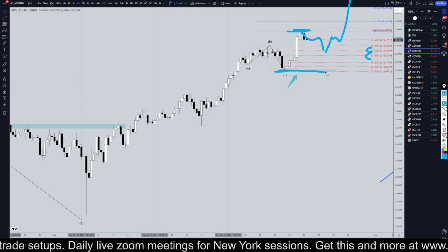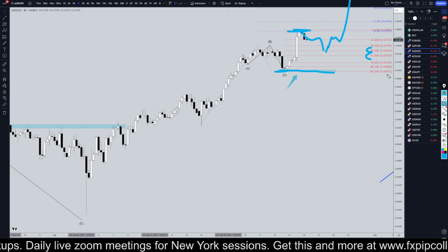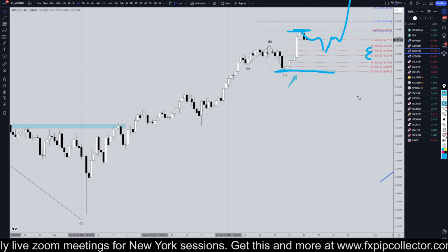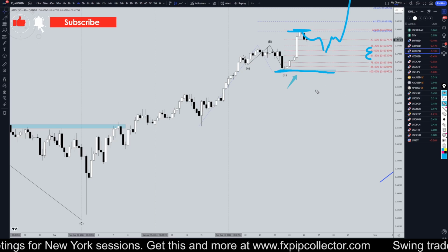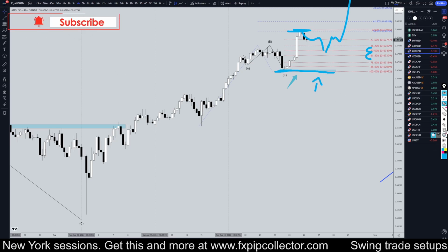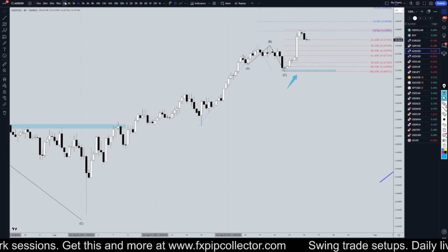If it goes down and breaks this low right here, this 100% around the 0.6697 area, then that definitely would turn me into a seller. But until or if that happens, I will just continue to look for longs on shorter time frames.